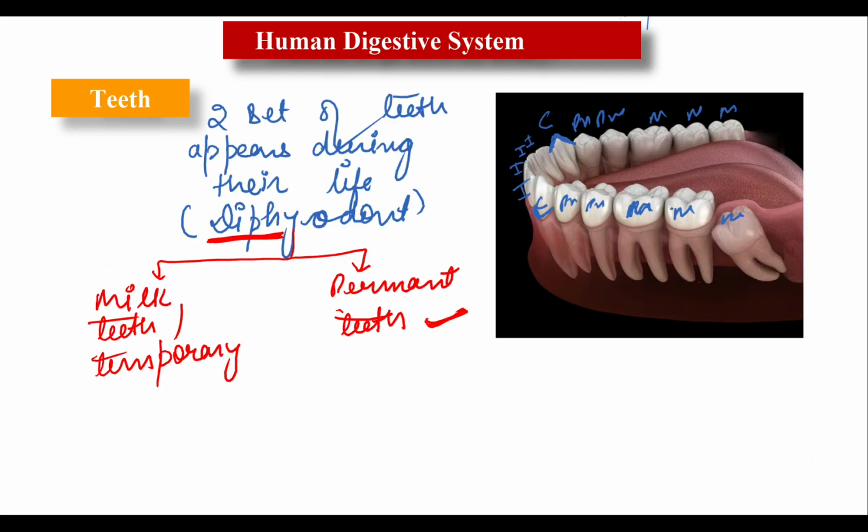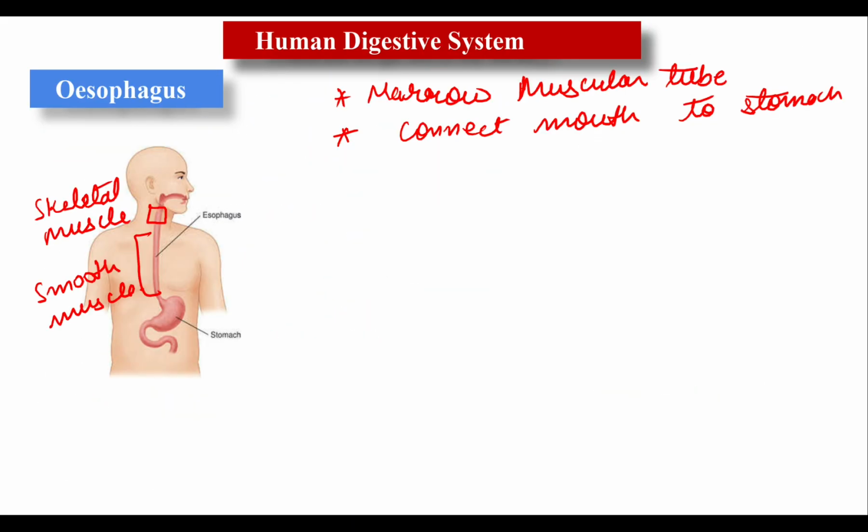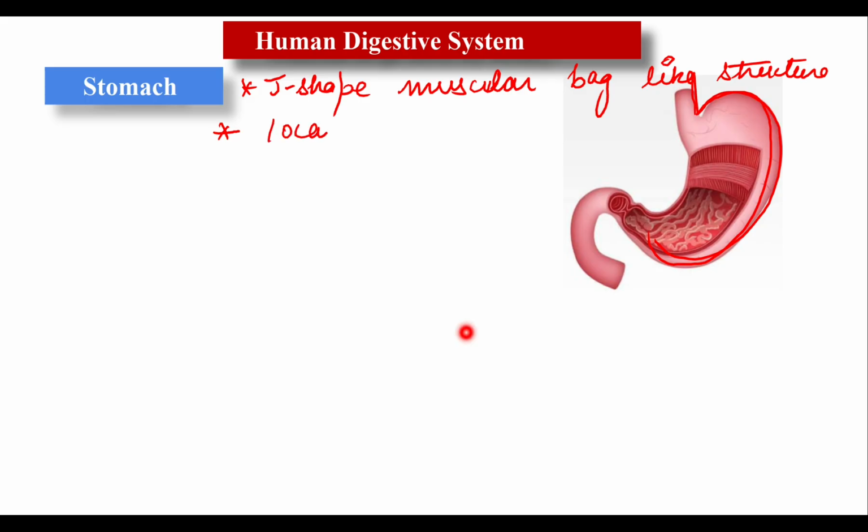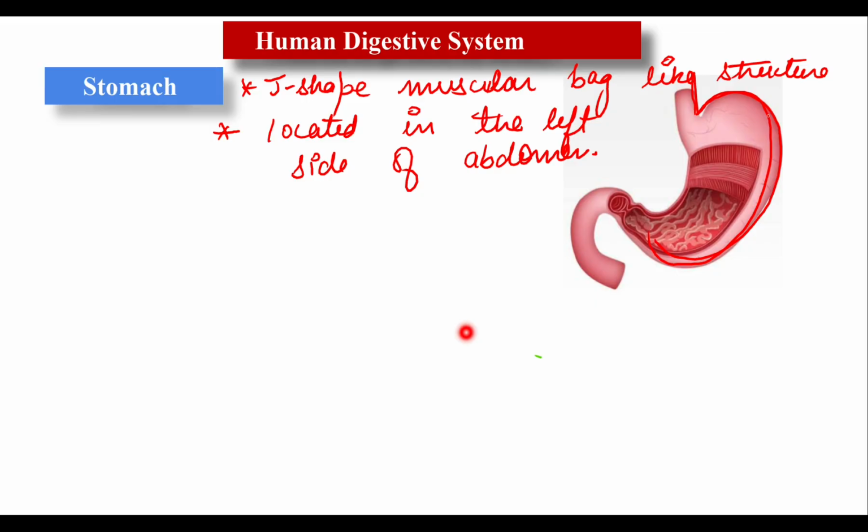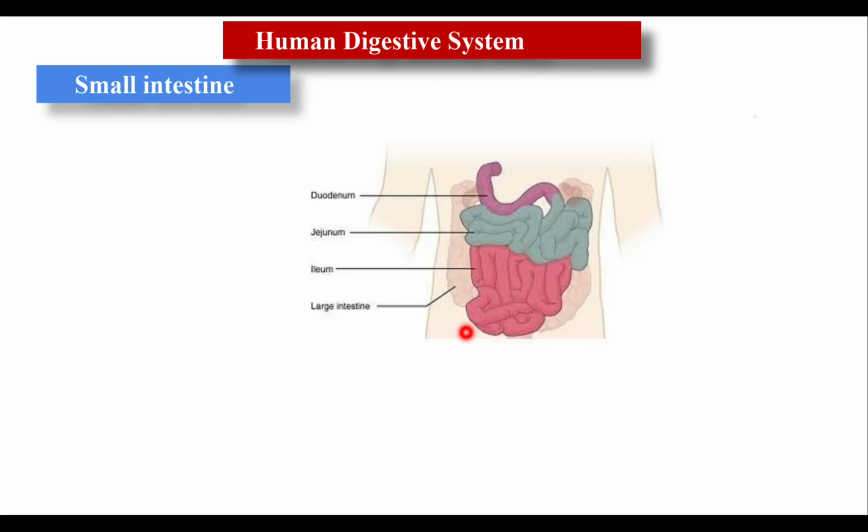So write down: located in the left side of the abdomen. Clear to everyone? And it consists of three parts. What are the different parts? First part is known as the cardiac. Why is this part known as cardiac? Because this part is very close to the heart. And the next part is known as the fundus part.